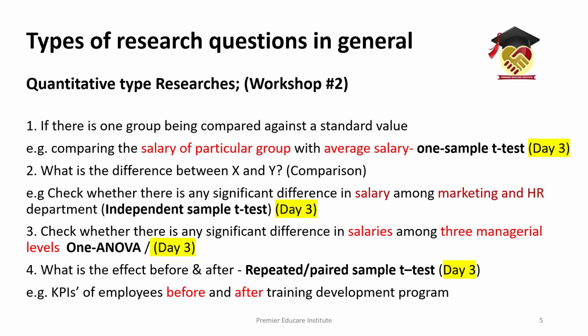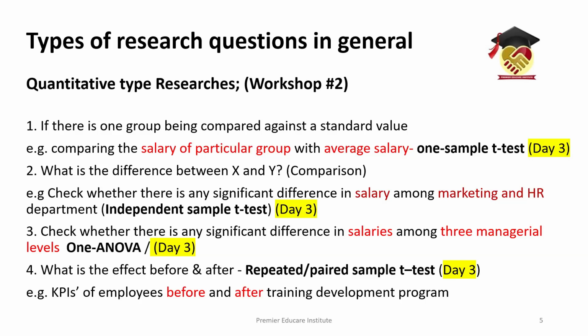Now the third one, for example, you have more than 2 groups, right? Under the second one you have only 2 groups, marketing and HR. In that case, if that is your research, then you have to go for the independent sample t-test. If you have more than 2 groups, for example, managerial level, low, medium, high, there are 3 groups, then you have to go for the one-way ANOVA, right?